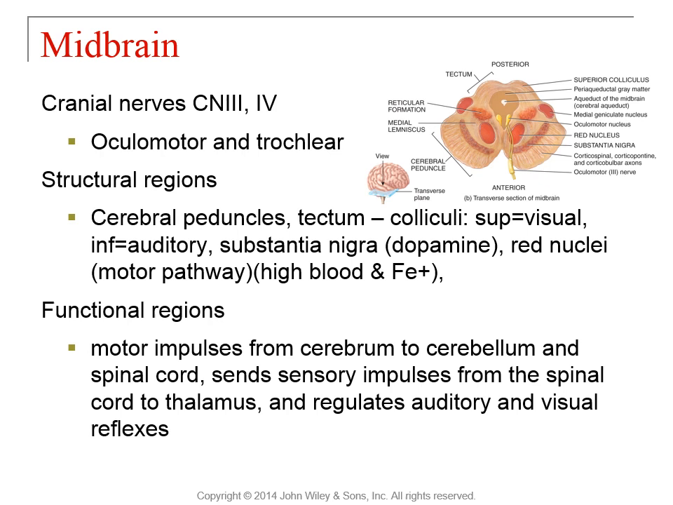Different functional regions are going to include motor impulses that can travel from the cerebrum to the cerebellum and down to the spinal cord. It's going to send the sensory impulses from the spinal cord to the thalamus, and it also regulates the auditory and visual reflexes as well.